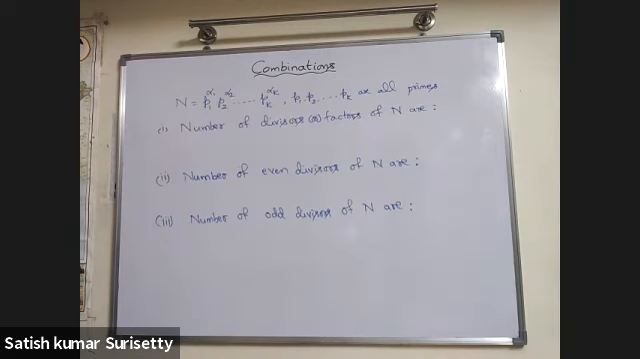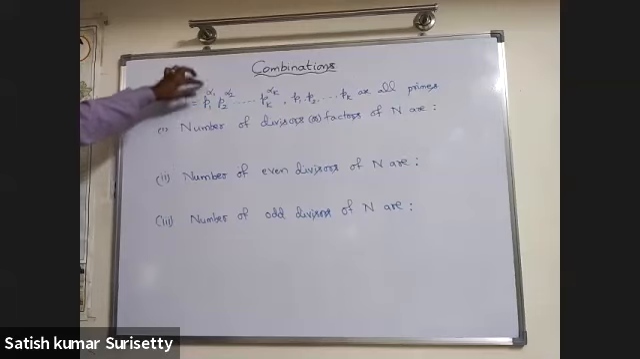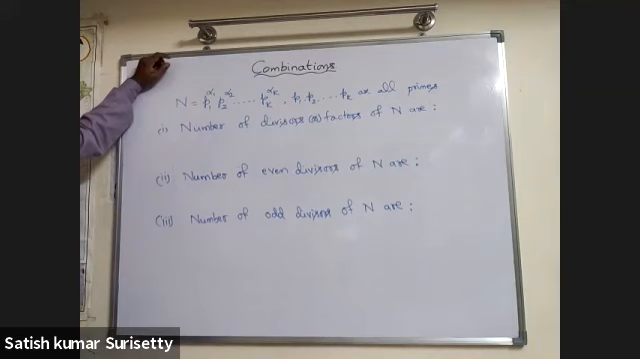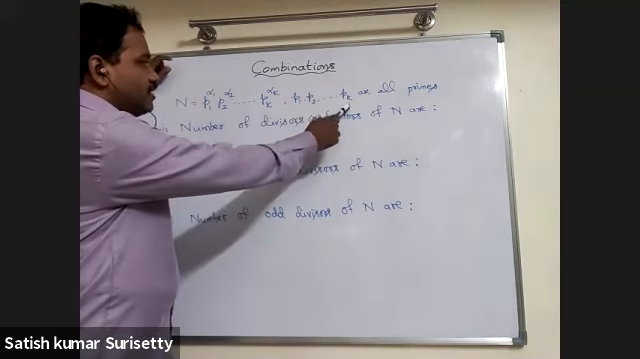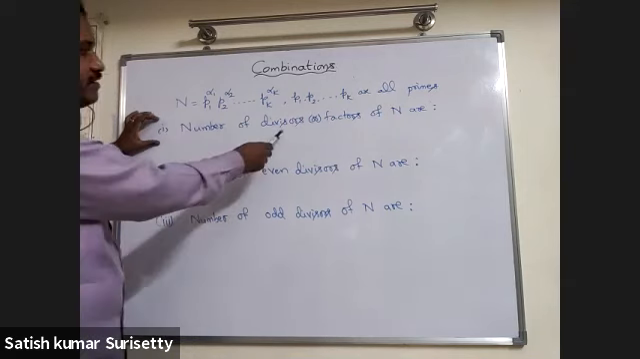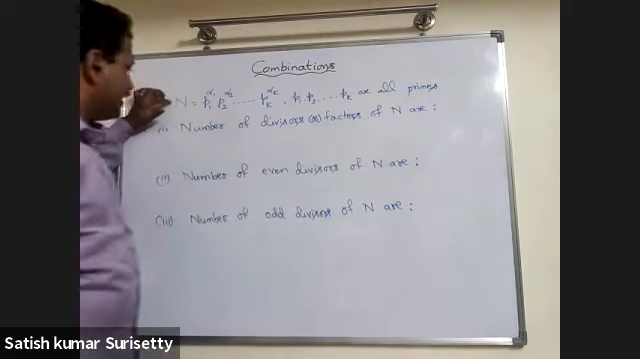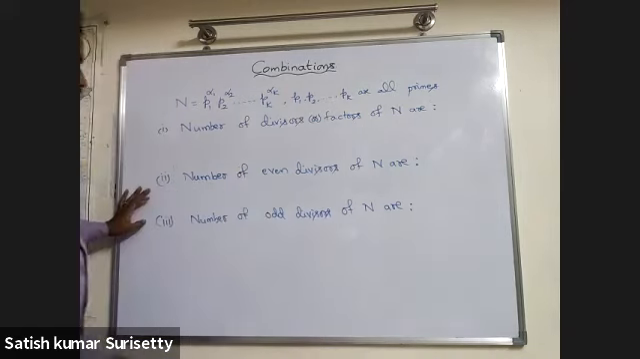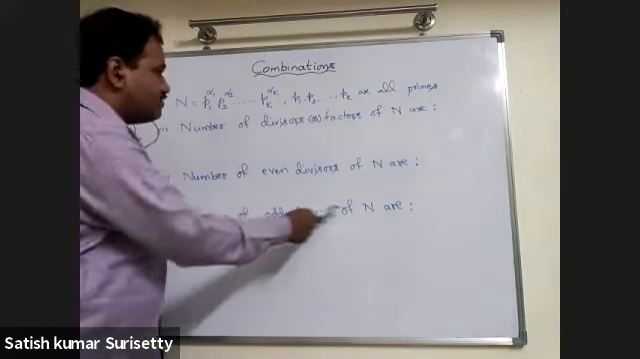Go through once again. n equals p1 to the power of alpha 1, p2 to the power of alpha 2, and so on, pk to the power of alpha k, where p1, p2, p3, and so on, pk are distinct primes. Then how to find the number of divisors or factors of the number n, how to find the number of even divisors of n, and how to find the odd divisors of n.